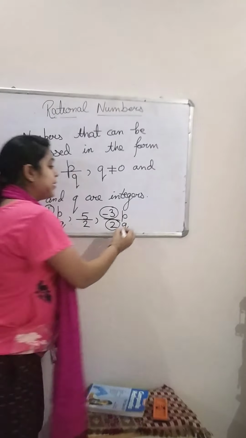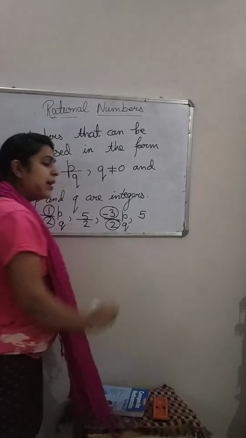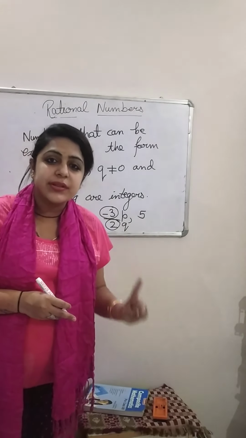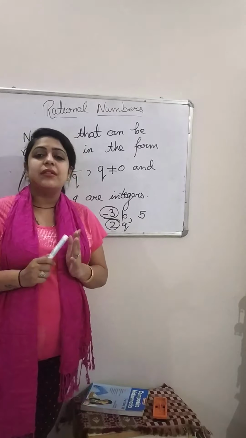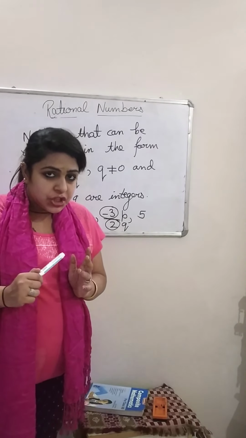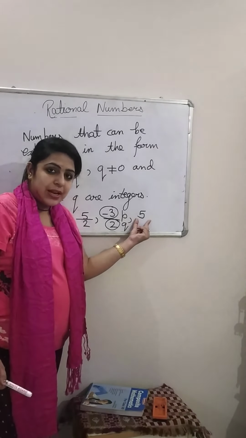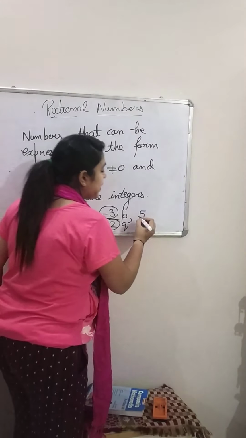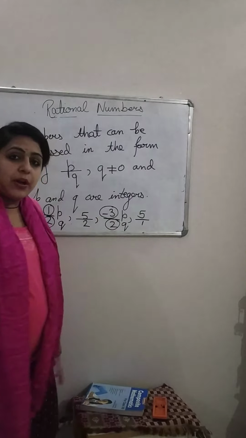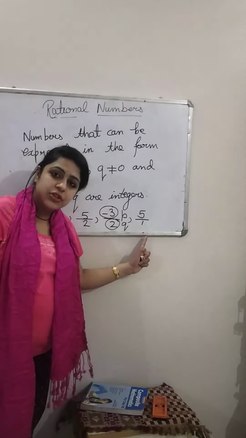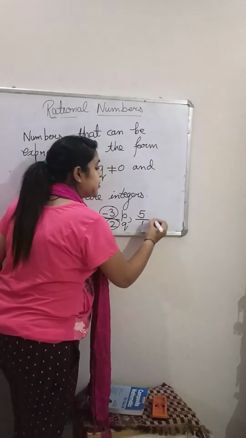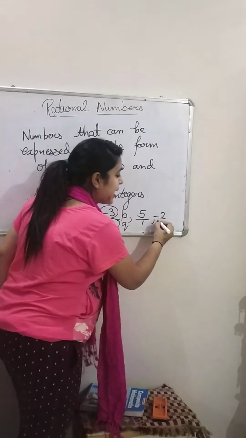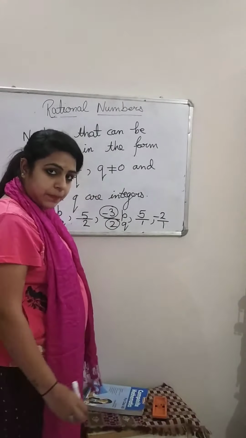Okay, let us come to this number 5. Is this a rational number? See, we said that rational numbers are those numbers which can be written in the form of P upon Q. So is 5 a rational number? Yes, it will also be a rational number. Why? Because we can write 5 as 5 upon 1. So this is P upon Q. Similarly, minus 2. Yes, it is also a rational number. We can represent this as minus 2 upon 1.